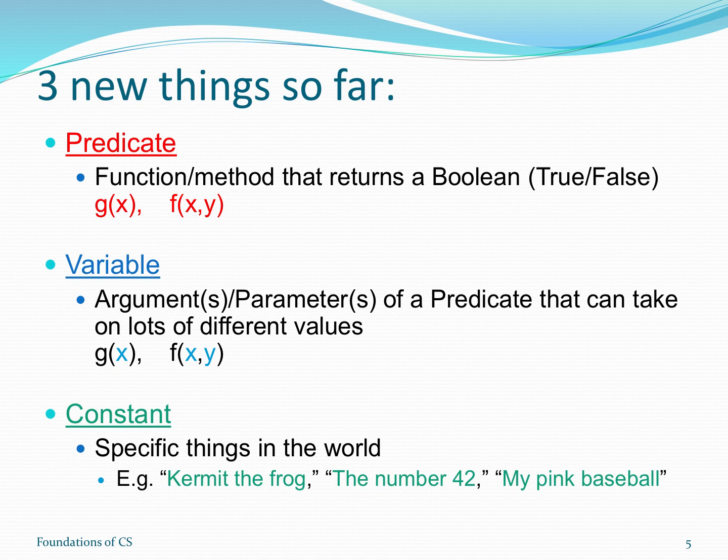So we've got 3 things we need to think about. We have the predicate, which we just think about as though it's a method. It's a method that returns a Boolean. We have a variable, which is a parameter of the predicate that can take on lots of different values, right? So if we have G of x, x could be Kermit, x could be the moon, x could be a pencil, right? And then we also have some things that are constants. So they are specific instances of things in the world, like Kermit the Frog, or the number 42, or my pink baseball. And so we can take these constants and run them through as a parameter to our predicate to end up with a proposition.